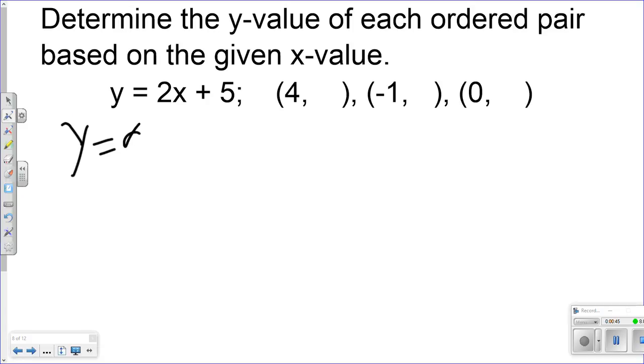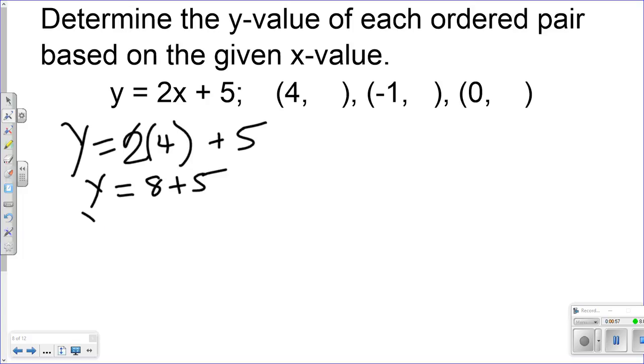Y equals 2 times 4 plus 5. Now all we have to do is the math. Y equals, using order of operations, 2 times 4 is 8, plus 5, and then we complete that task by saying y equals, and 8 plus 5 is 13. So the missing value over here, the missing coordinate piece, or the y value, if 4 goes into this function, then 13 will be the y value.